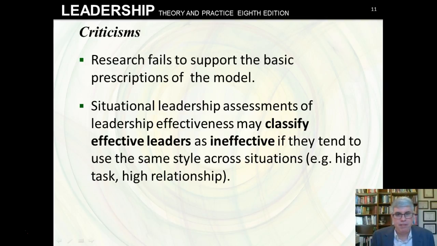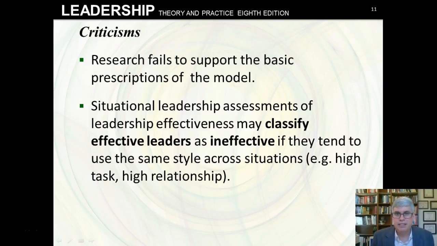Another problem is that if situational leader assessments of leadership effectiveness are given, they might actually classify effective leaders as ineffective if they tend to use the same leadership style across all situations. For example, a leader who's highly effective and always uses this high task, high relationship style, as would be predicted by the leadership styles approach we saw in the previous chapter, might be quite effective because they're very focused on the tasks and they get people what to do. They might be given a leadership style assessment to see if they would use different leadership styles in different situations, and they would be classified as ineffective because they only use one style that works pretty well in most situations they've been in. They would be classified as ineffective if they were assessed for a promotion using this assessment.